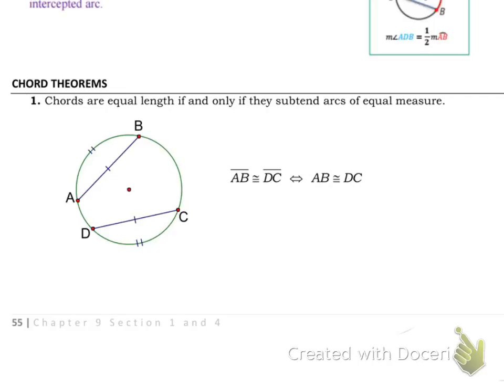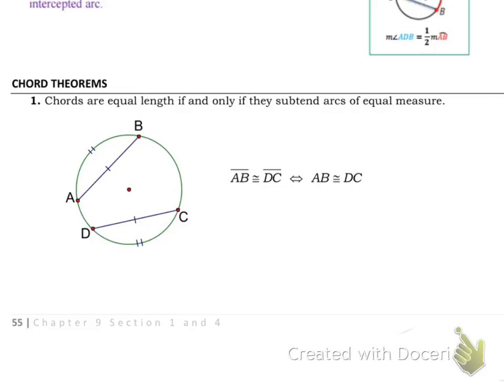Okay, our first chord theorem, and most of the work is already on here. Chords are equal lengths if and only if they subtend arcs of equal measure. What that's saying is exactly what's drawn here. If I have chord AB and chord DC, and this arc is the same length as this arc, that means the 2 chords are congruent.